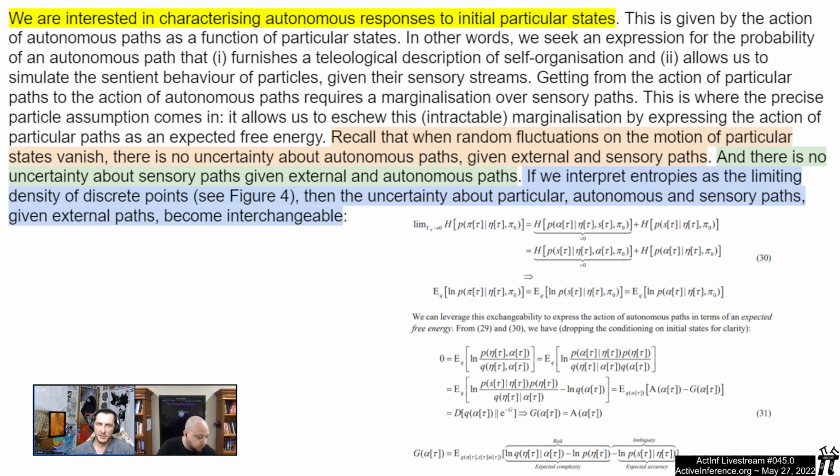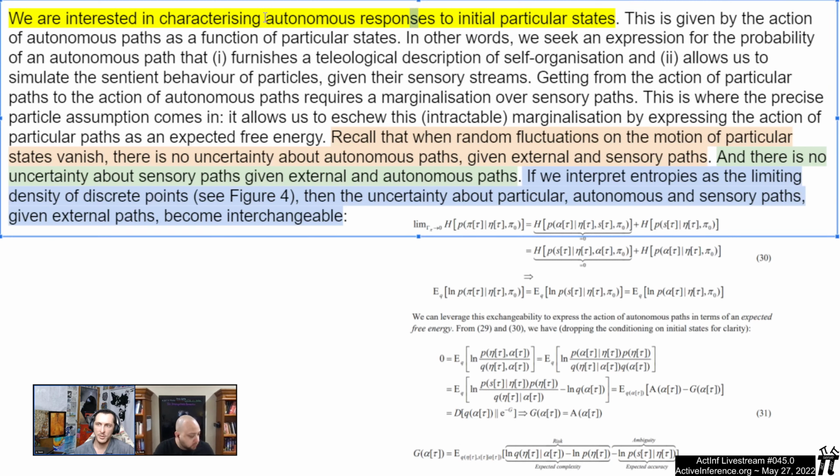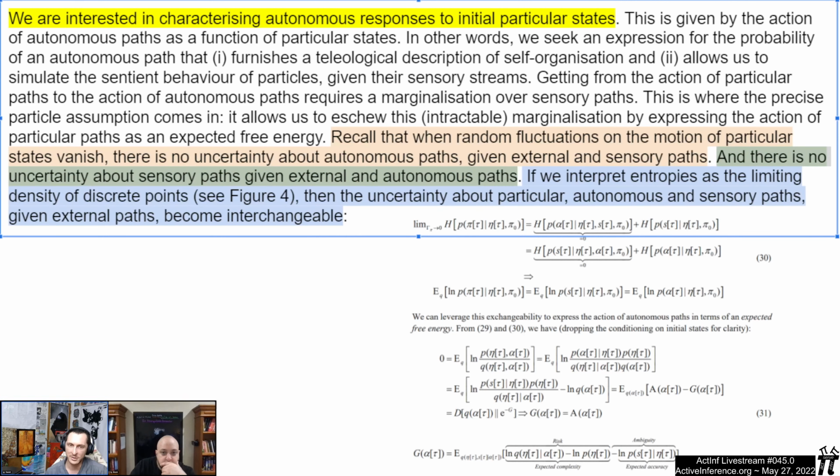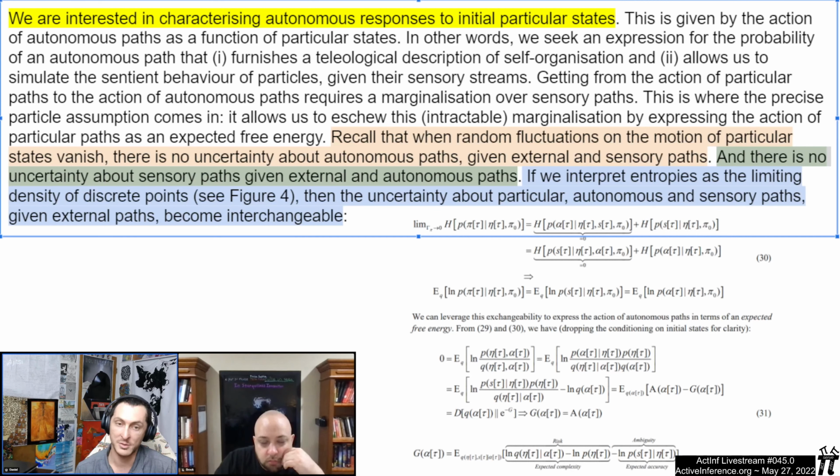We're interested in characterizing autonomous responses to initial particular states. Autonomous, the action and internal states, the ones that we control. Recall that when random fluctuations on the motion of particular states vanish, there's no uncertainty about autonomous paths, given external and sensory paths, knowing exactly what to do and exactly what to think. And there's no uncertainty about sensory paths, given external and autonomous paths, knowing exactly what senses will be observed, given the external world and the autonomous paths, which is what one does and thinks.